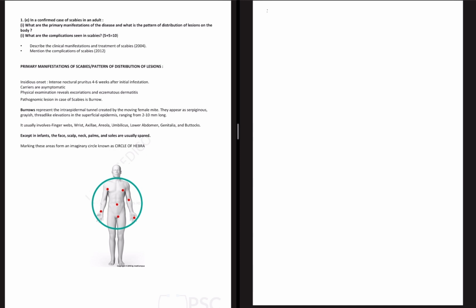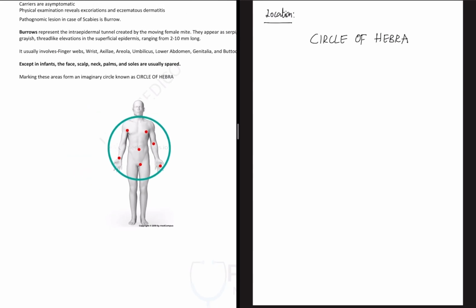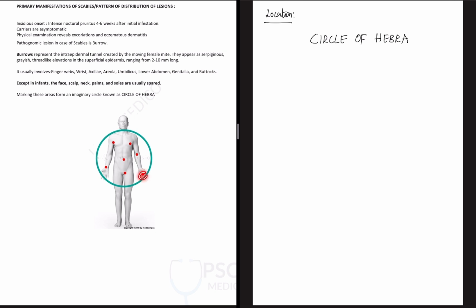When I say burrow, where are they located? The location of the burrow is important. Here comes the circle of Hebra, what you see in the image here. It involves the webs of the fingers, the wrist, the elbow, the axilla, the umbilicus, lower abdomen, genitalia, and the buttocks. If you circle it around, it gives us a picture called the circle of Hebra. So these burrows are present in the circle of Hebra.